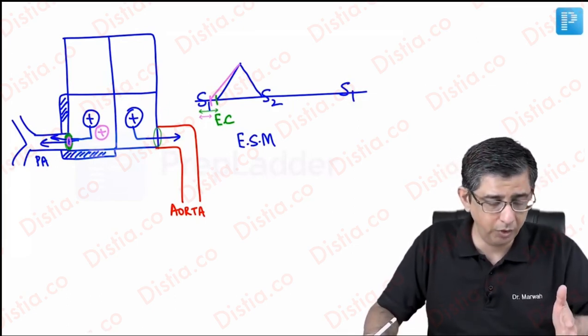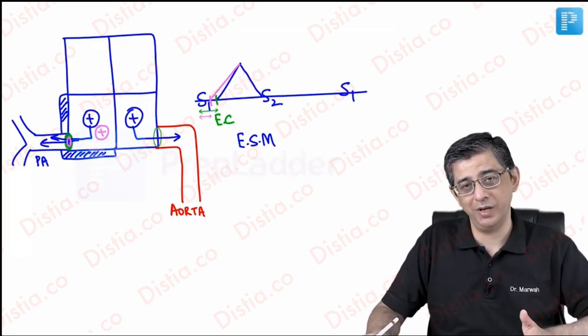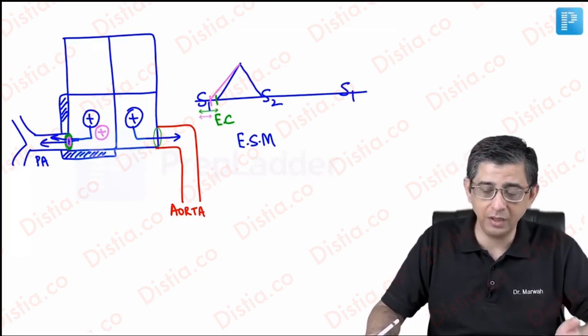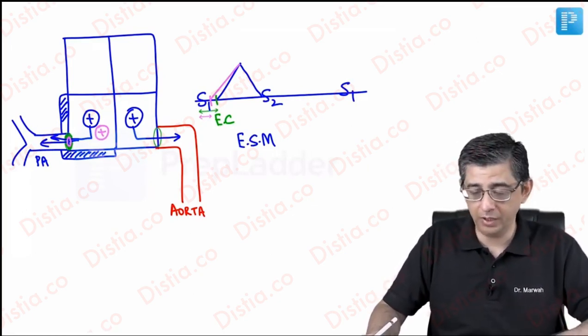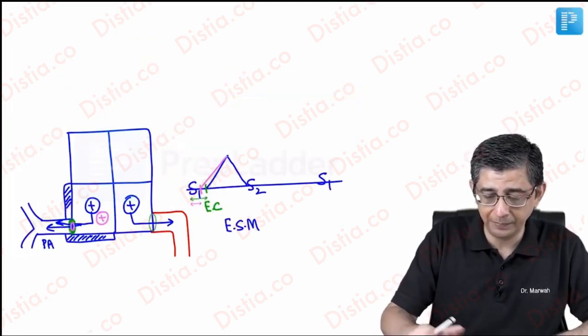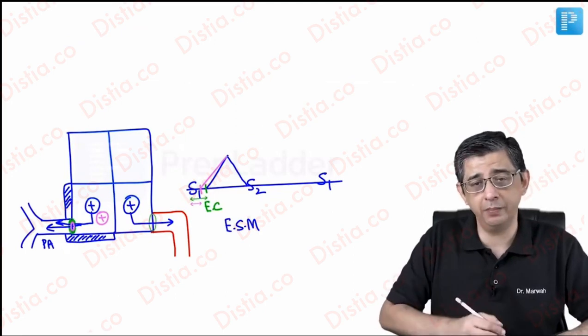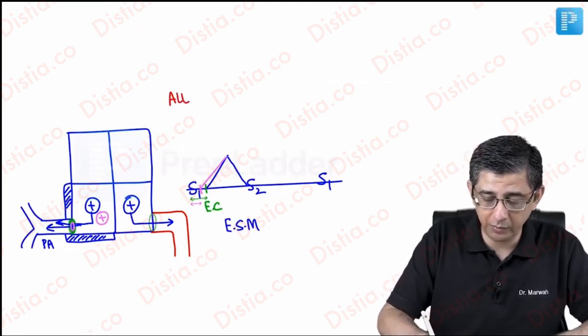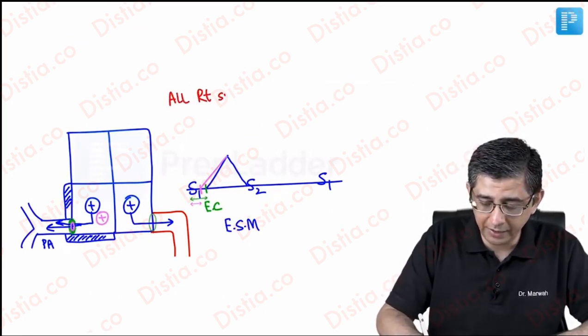You see, I'm talking about normal opening versus an earlier opening. So once there's an earlier opening, the ejection click will come closer and the gap will become relatively lesser. At this juncture, one more fact is to be remembered. In fact, I would like you to note this statement with me, and this is important for MCQs, that all right-sided events tend to become louder on inspiration.